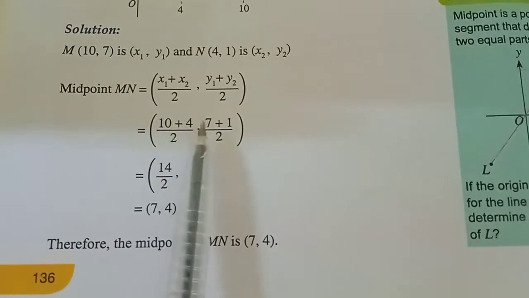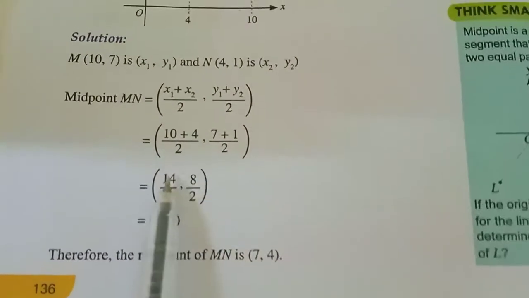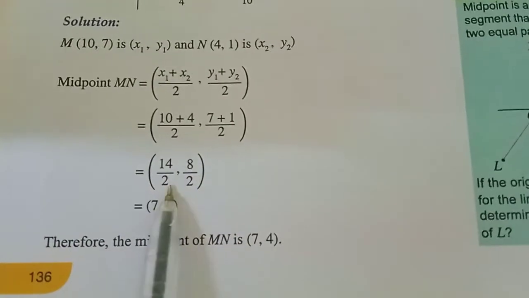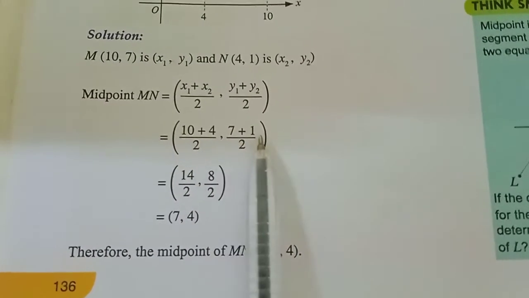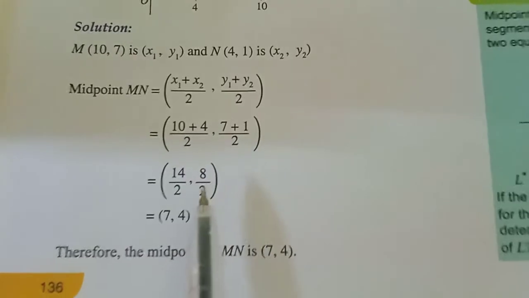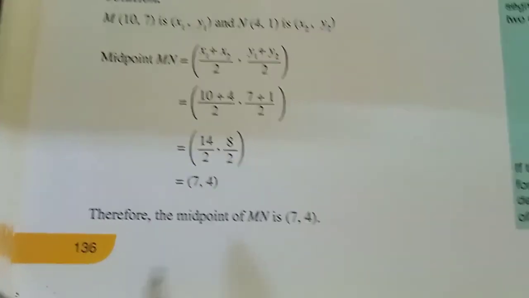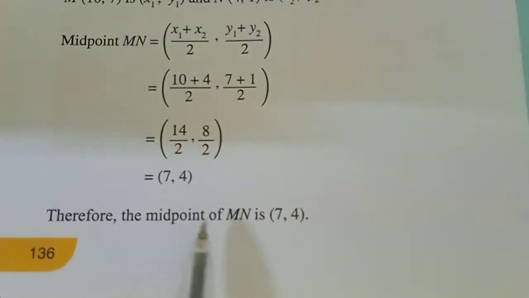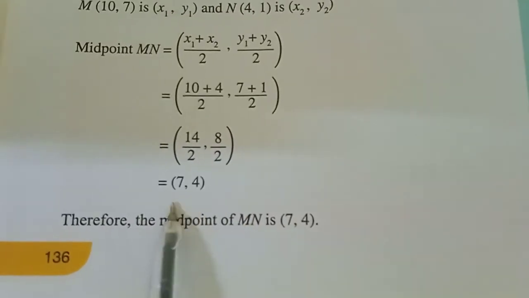10 plus 4 over 2 is 14 over 2. 7 plus 1 over 2 is 8 over 2. So the midpoint of MN is (7, 4).